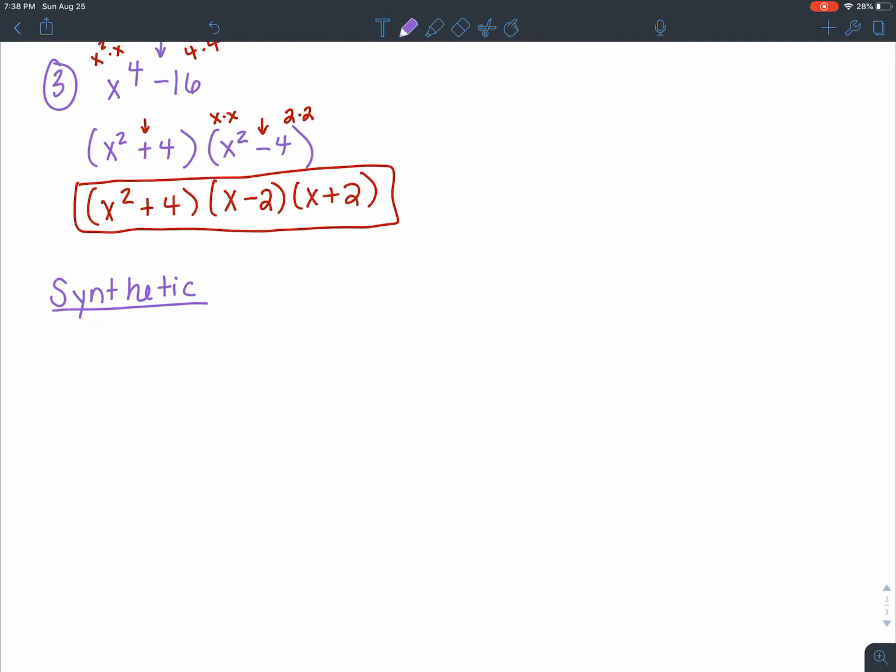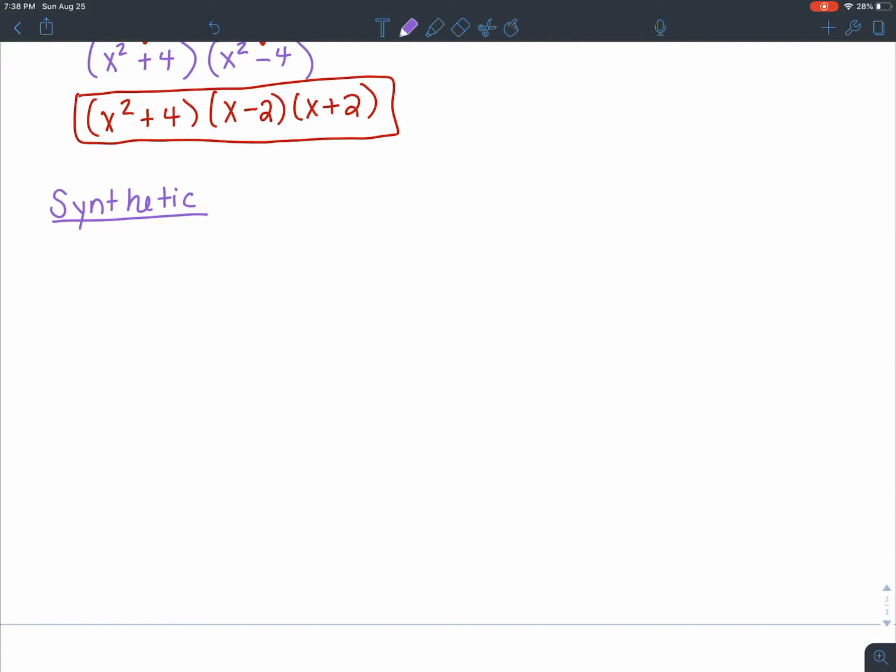Guys, remember, this is just me teaching it, and then you're going to have to practice it in class. I am not reteaching it in class. Miss Marshall's not reteaching in class. Miss Fisher's not reteaching in class. We are helping you with all the problems, okay? So, synthetic. Let's do a good one.